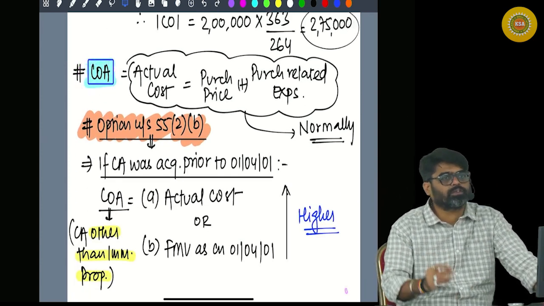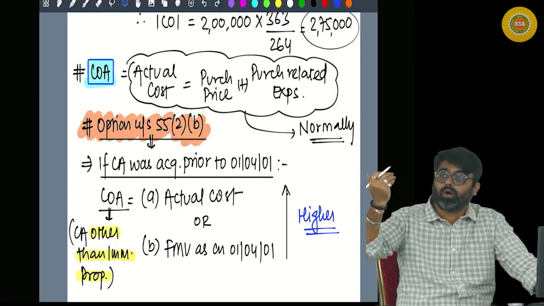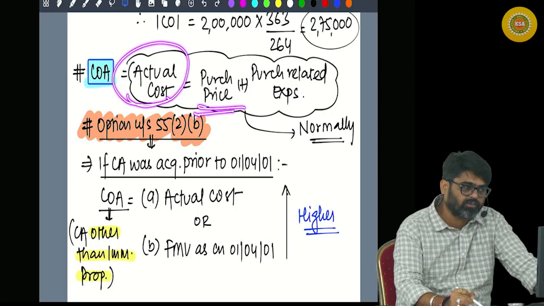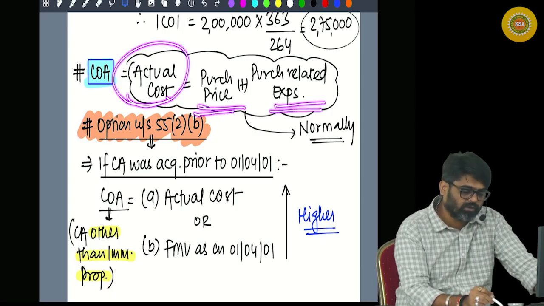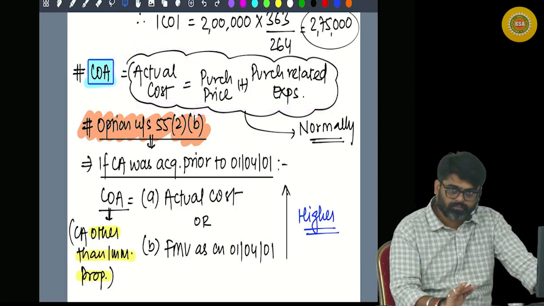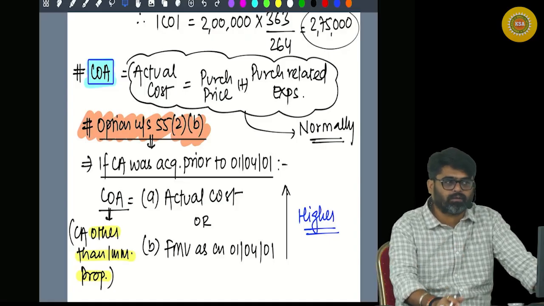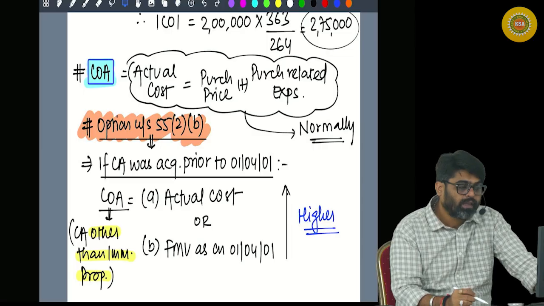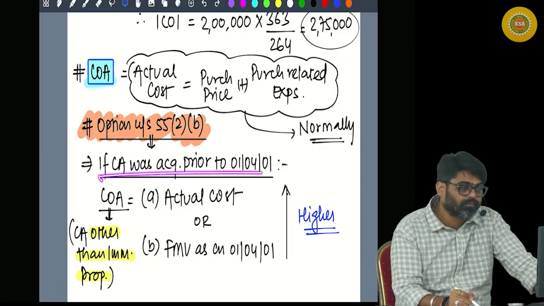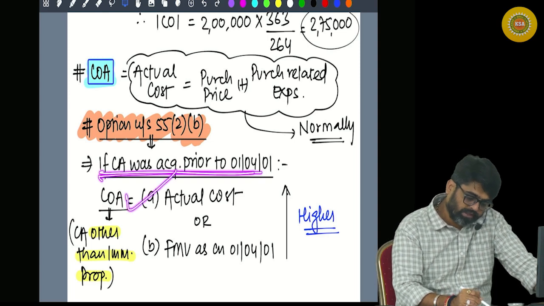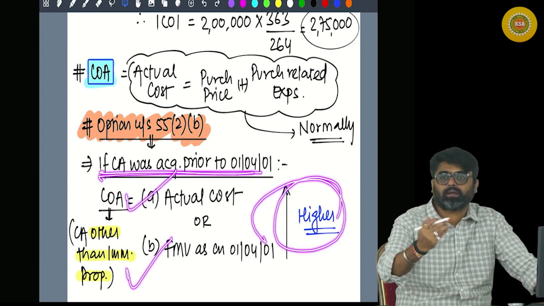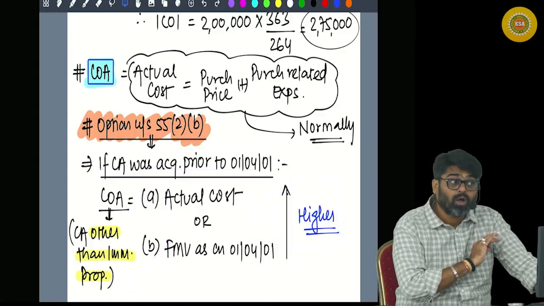Now, what is the cost of acquisition for all assets? Come on, tell me. For all assets, the cost of acquisition will be actual cost, which is nothing but purchase price plus purchase related expense. But will you get the option to take the fair market value if the capital asset was acquired prior to 1st April 2001? Will you take actual cost, yes, or will you take fair market value, yes? Whichever is higher, you will take that as your cost of acquisition for all assets.